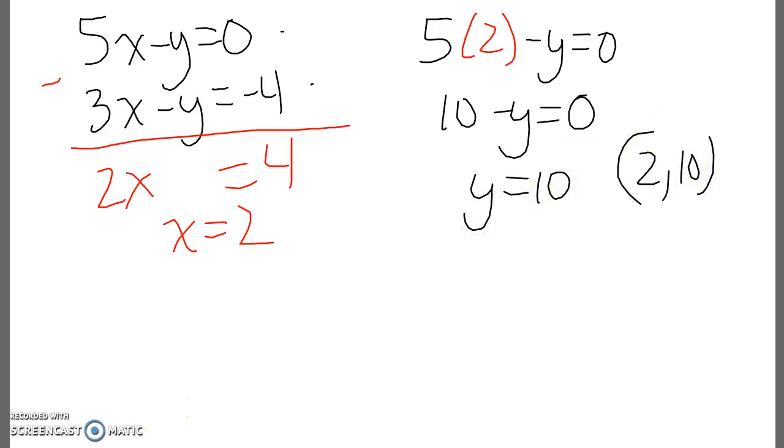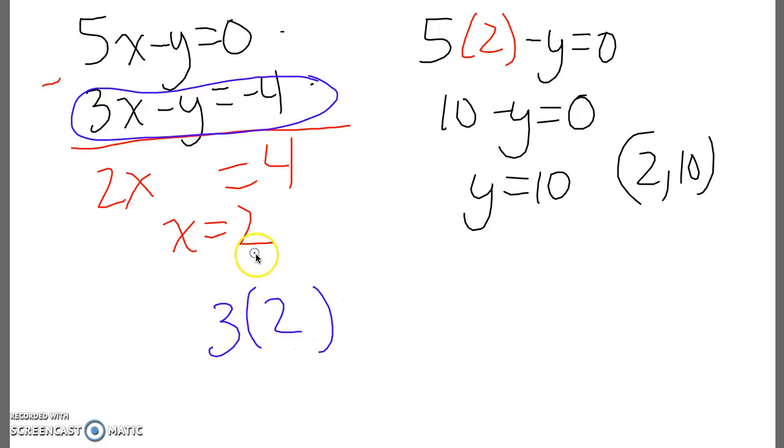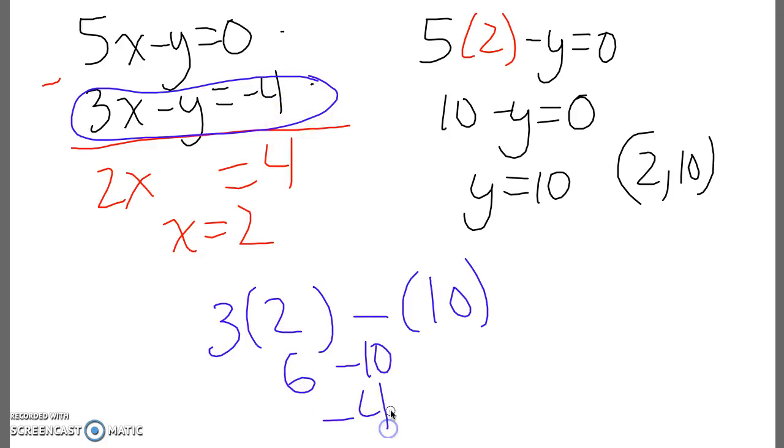And in order to prove that to myself, I can check just to verify with the second equation if the point is on there. So I'm going to have 3 times 2 for my x value minus my y value of 10, and then I should get the answer of negative 4. And you probably see by now that, yes, I get the answer of negative 4. Therefore, this point is on both lines. It's the intersection for the two lines, and it's the solution to the system of equations.